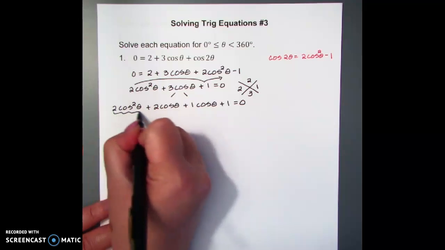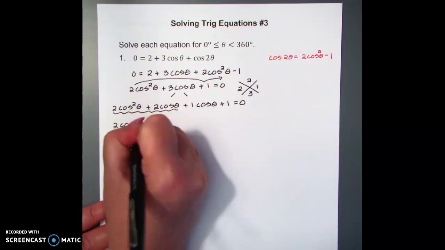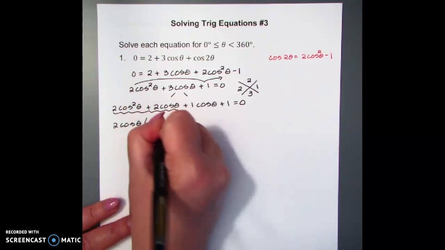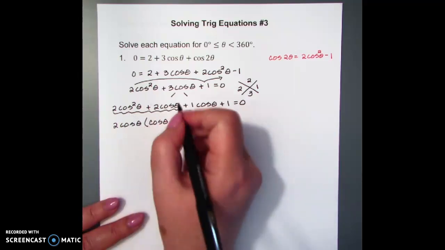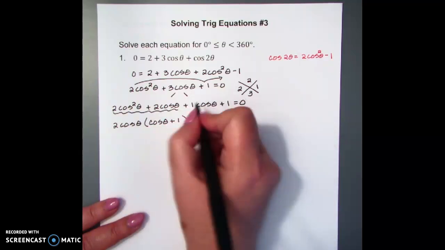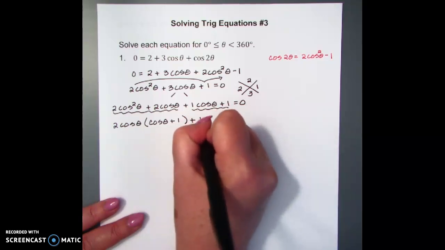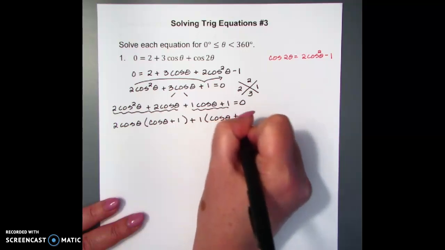So if I group these two together, I can factor out a 2 cosine of theta. And so 2 cosine theta times cosine theta gives me 2 cosine squared of theta. And then 2 cosine theta times positive 1 gives me the 2 cosine theta. And then for the second grouping, they don't have a GCF other than 1, so I'll just factor out a 1, and I've got cosine of theta plus 1.